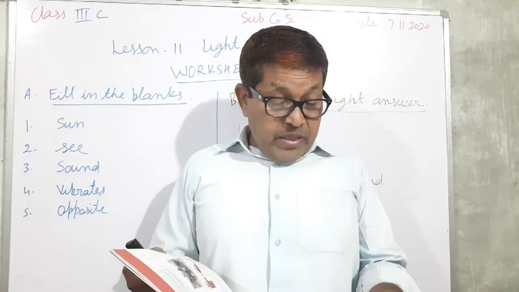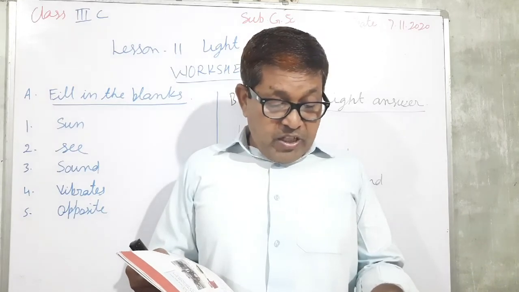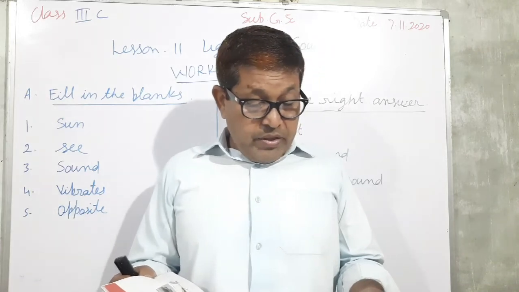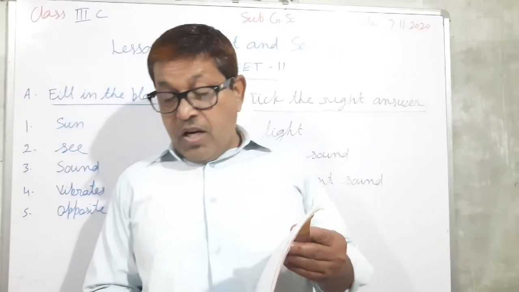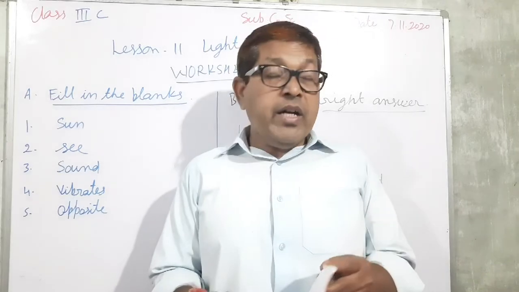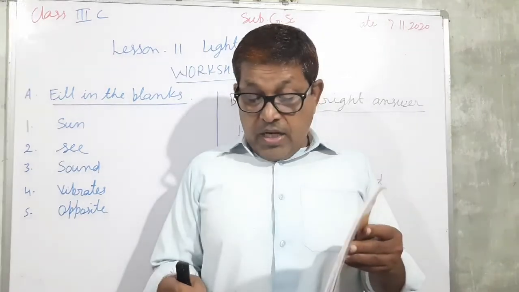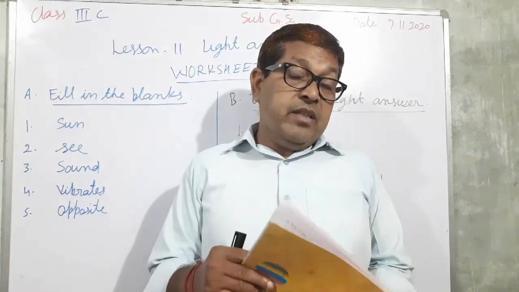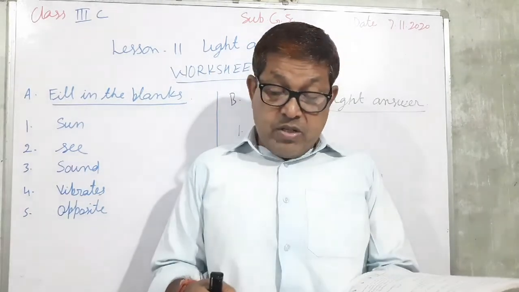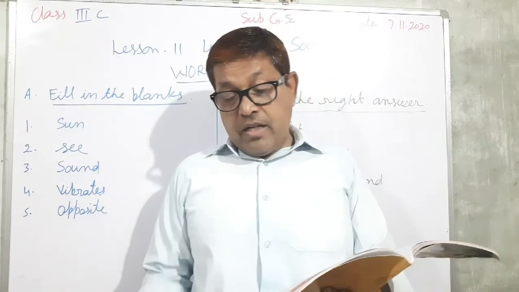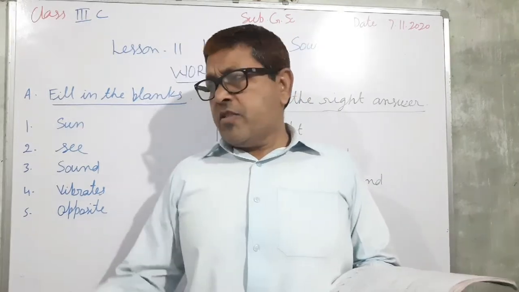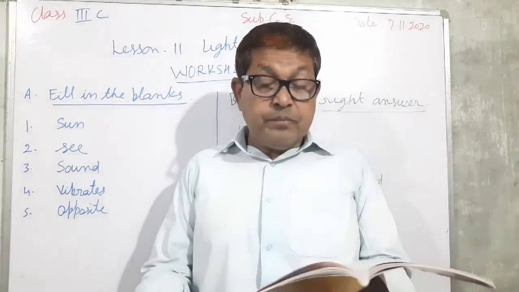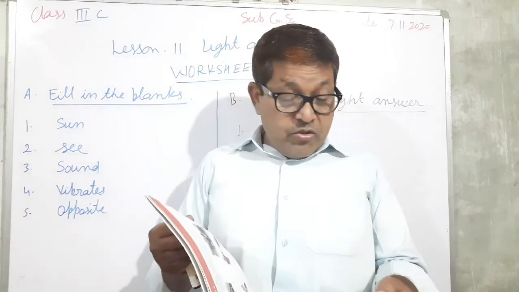Now next question, we have to see what are non-luminous objects. Give 2 examples. Objects that do not give out light are called non-luminous objects, as so many things are there: chair, table, furniture, bricks, etc.